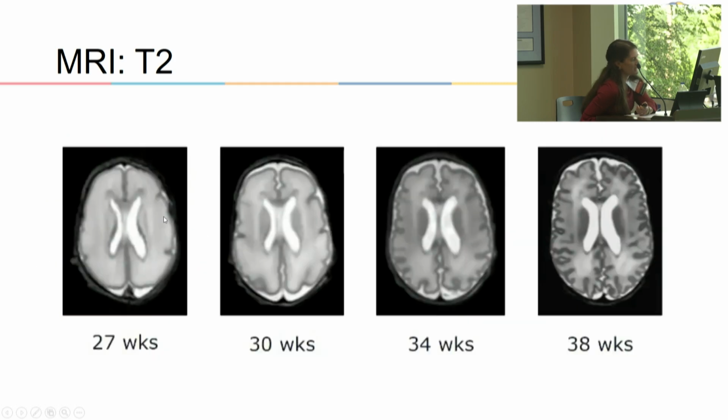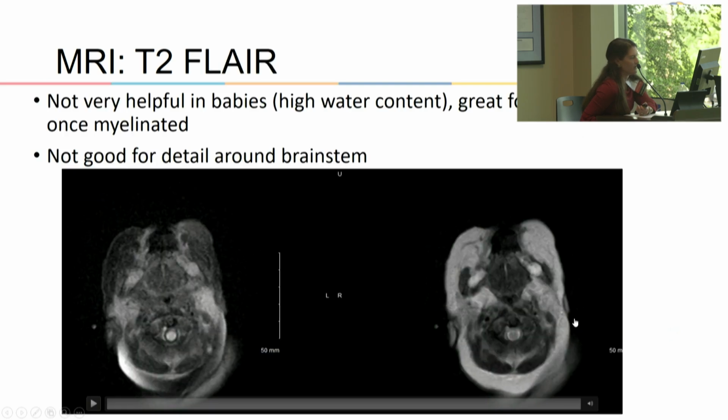More examples, lots of white, lots of water, 27 weeks up to term. So again, an example of just how much happens in that third trimester in terms of brain development.